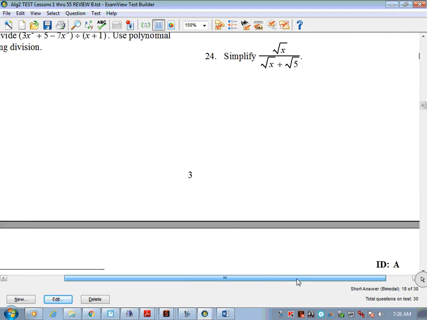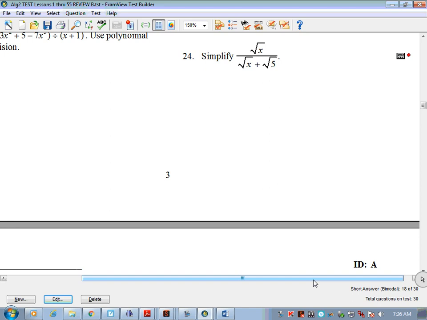Now 24 is coming back to multiplying by the conjugate. Let's look at our lesson number here. Lesson 44, rationalizing denominators. If you notice, there's a lot of these on here, which means you're probably going to get some. Multiplying by the conjugate means multiply by radical x minus radical 5, and we're going to do that on top and bottom.